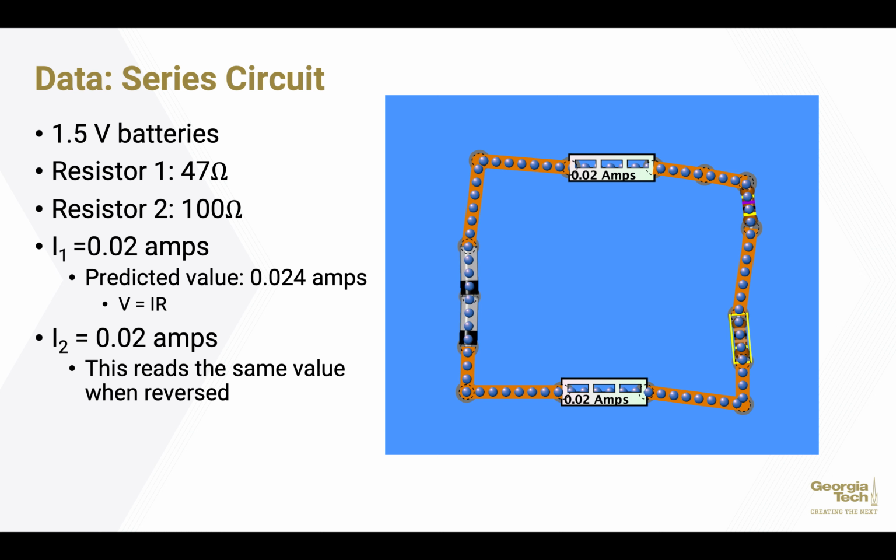For the first part of the experiment, we set up a series circuit in the fashion of the image on screen. We used two 1.5 volt batteries, a 47 ohm resistor, and a 100 ohm resistor. We used two ammeters to measure the current I of the circuit. The predicted value for the current that we calculated was 0.024 amps, and the ammeter on screen measured the current in both locations before and after the resistors to be 0.02 amps. This reading stays the same when we reverse the direction of the ammeters.